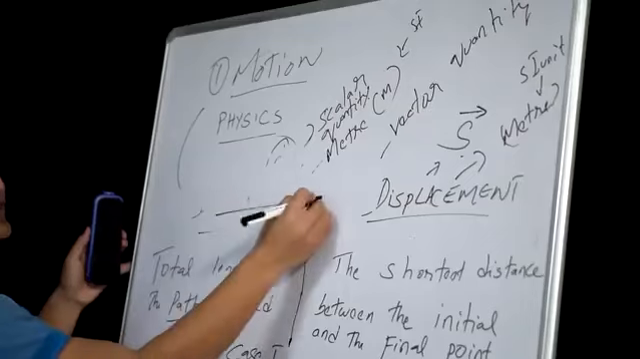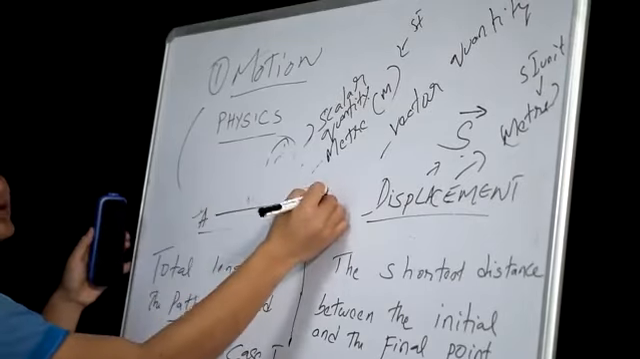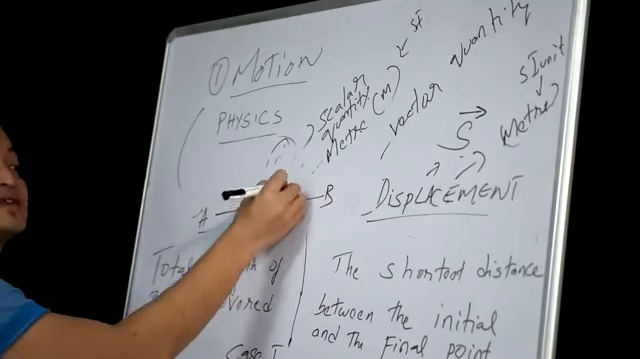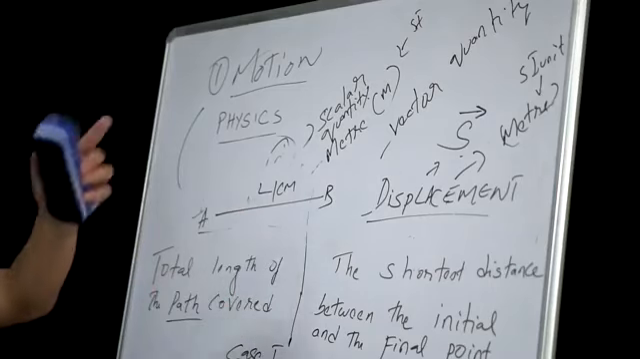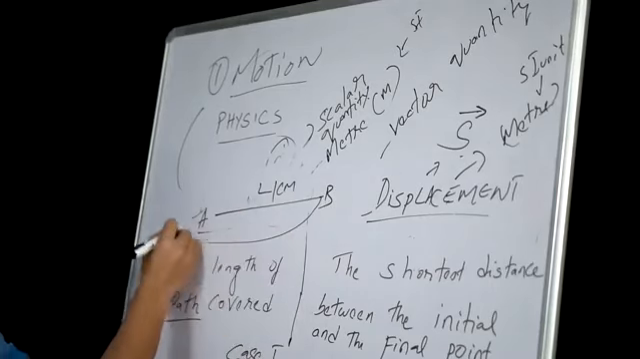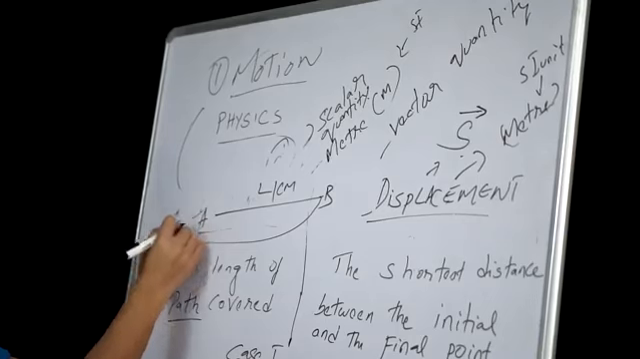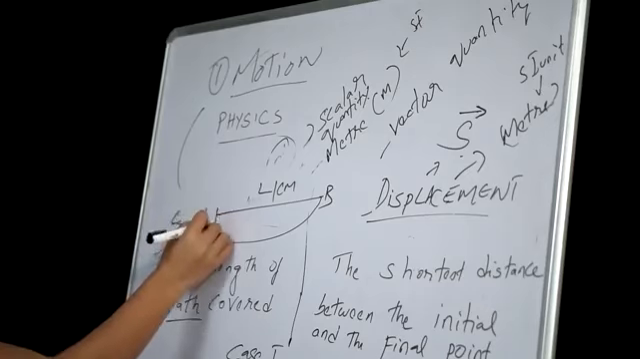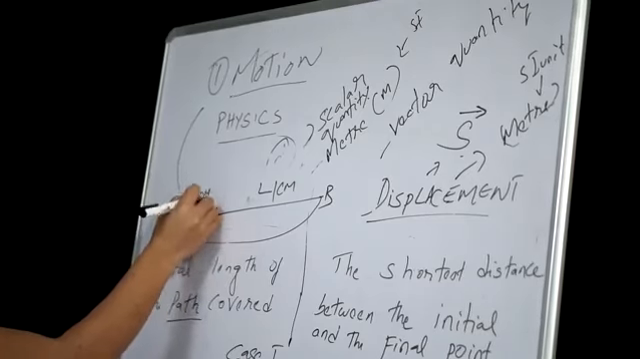Now let's take this straight line here, A and B. From A till B, it was 4 centimeter. Clear? But now you're coming back, and you have stopped at point C. So what will be the total displacement in this case? Let's say that this is 1 centimeter.